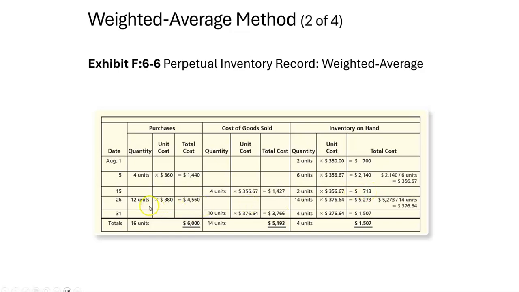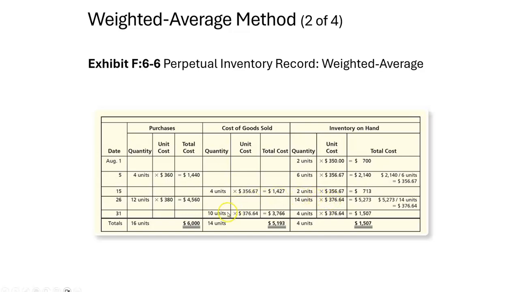Then I bought 12 more units. Okay, so I have 14 units total. 12 units at $380 for $4,560, and I have these 2 units at $356.67. So I have a total of 14 units. And then when I add the $4,560 and the $713, it comes out to the total $5,273. Then I divide that by the 14 units and it gives me a new unit cost of $376.64 per unit.